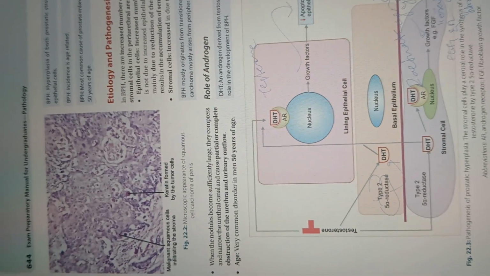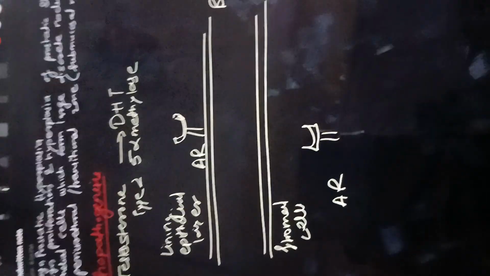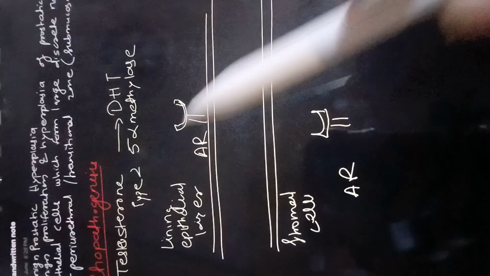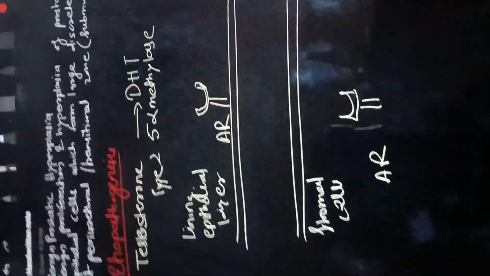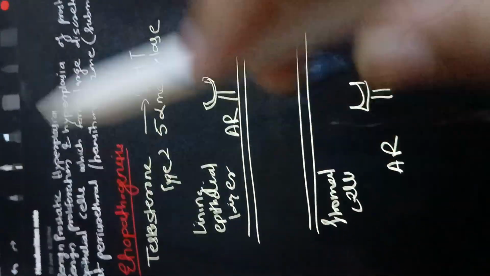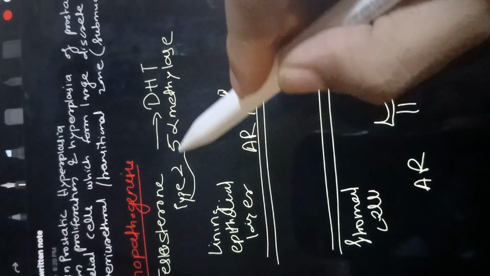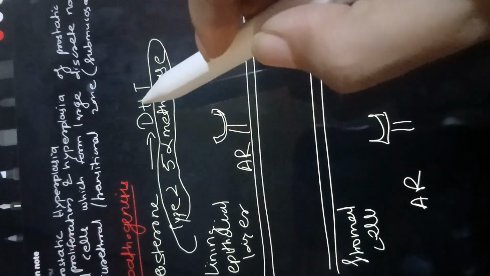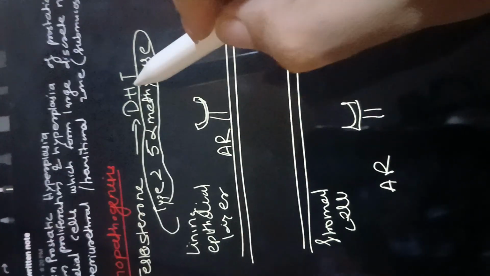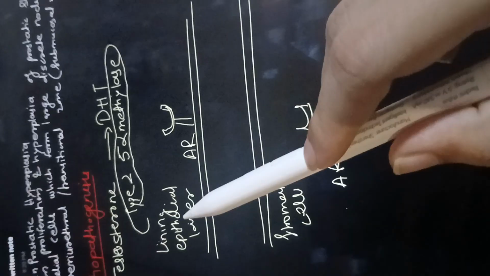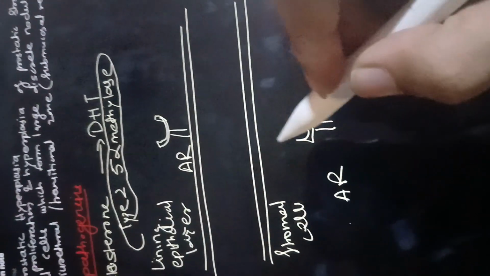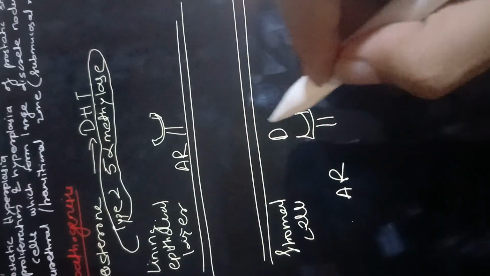Now we will see the etiology and pathogenesis. BPH is the most common disease in males after 50 years of age. What happens is that over the years testosterone is being metabolized. By the action of type 2 alpha reductase, testosterone will be converted to dihydrotestosterone. This dihydrotestosterone will act on both the stromal cell layer as well as the lining epithelial cell layer, and will bind to the androgen receptor.